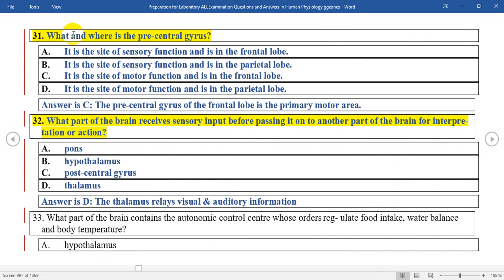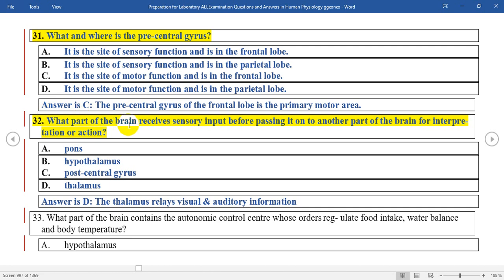31. What and where is the precentral gyrus? It is the site of sensory function and it is in the frontal lobe. It is the site of sensory function and it is in the parietal lobe. It is the site of motor function and it is in the frontal lobe. It is the site of motor function and it is in the parietal lobe. The answer is C.